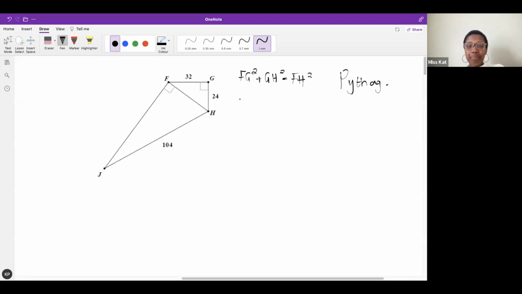And then you're going to say brackets 32 bracket squared plus brackets 24 bracket squared equals 1,600. FH squared equals 1,600.